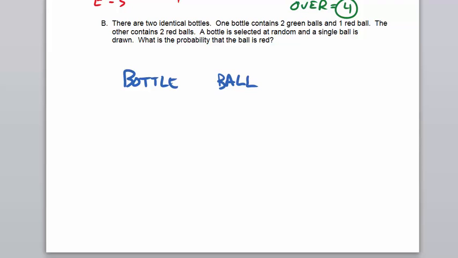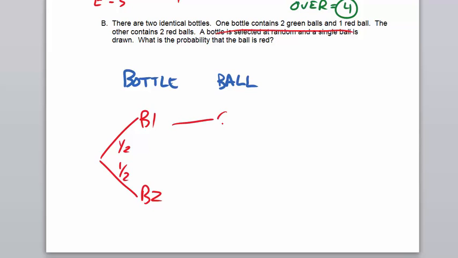One contains green and red balls, the other one contains just red. Select at random. All right, so in this case, I think the better way to try to design this, because I've got to pick a bottle and then pick the balls out of the bottle, I think a tree diagram is probably better. So I've got bottle 1 or bottle 2, and each one of those could be selected with probability 1/2.